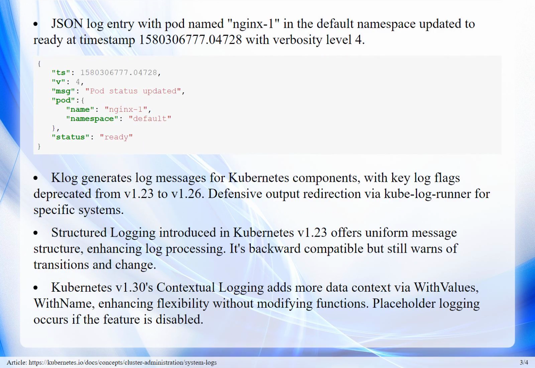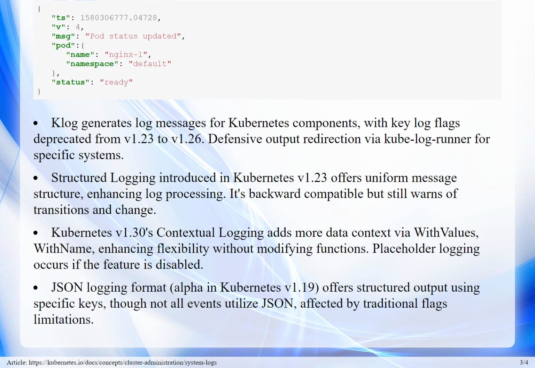Introduced in Kubernetes version 1.30 in beta, contextual logging extends structured logging's capabilities by adding context through functions like WithValues or WithName, enhancing flexibility. This approach allows developers to pass additional data into logging functions, even if the function itself doesn't get modified. However, when contextual logging is not enabled, calls revert to global klog logging, omitting additional data in logs.